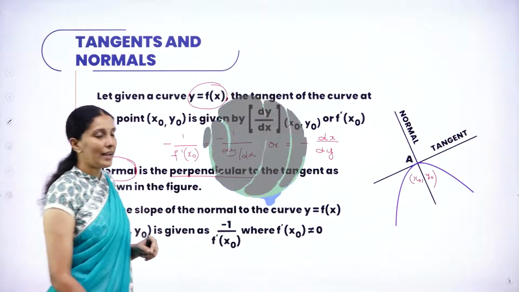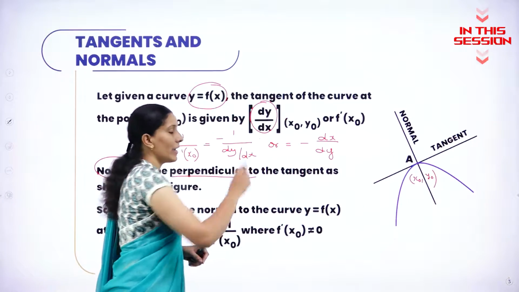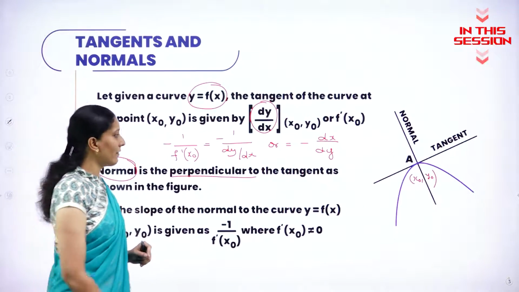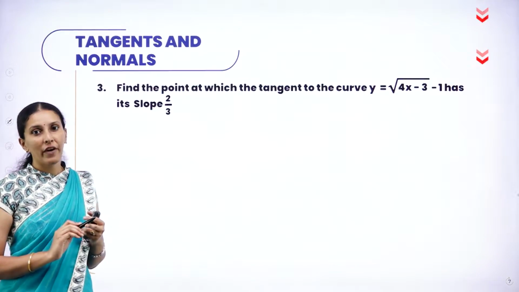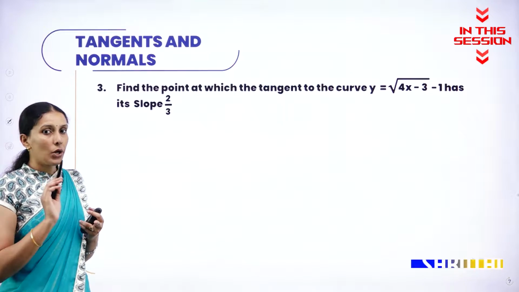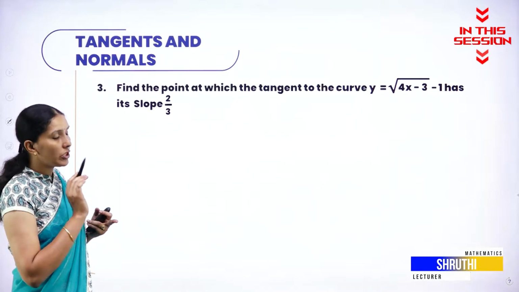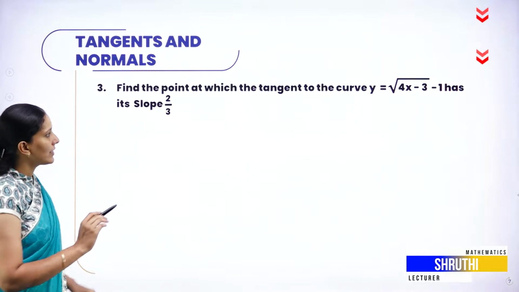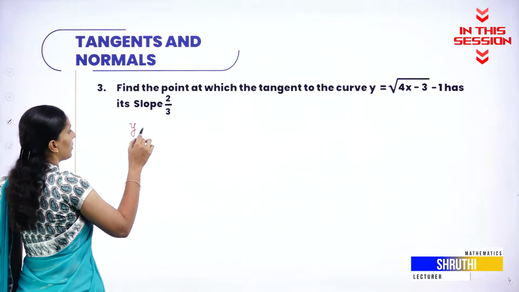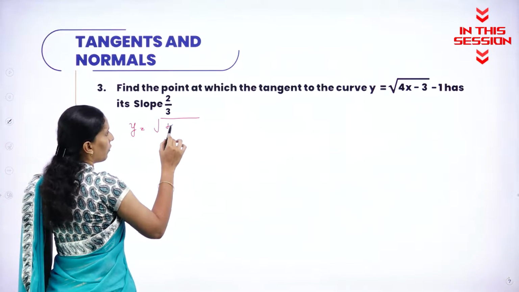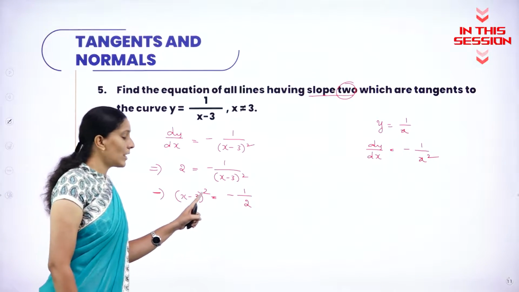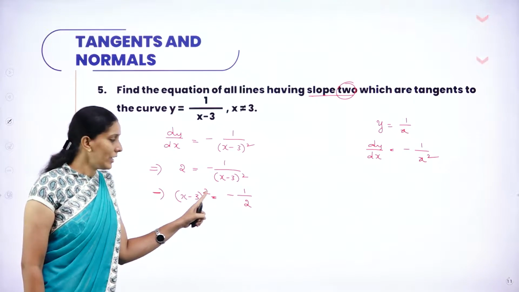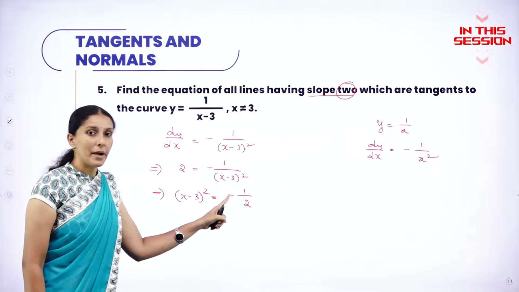The slope of the tangent is given by dy by dx. The slope of the normal is given by minus 1 over dy by dx. So we need to find out the point of contact, at which point the tangent meets the curve. So let us take here y is equal to root of 4x minus 3 minus 1. See, x minus 3 whole square is a positive quantity, but here we are getting it as minus 1 by 2.